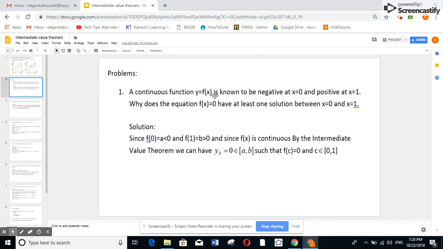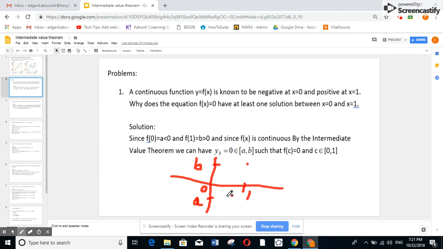You have a continuous function y equals f(x). It has a negative value at x equals 0 and a positive value at x equals 1. You want to prove that f(x) equals 0 has at least one solution between 0 and 1. Let us graph the picture first. f(0), we said, is negative. Let this negative value be a. Suppose this is a. And f(1) equals b, where b is positive. So this is 1, this is 0, and suppose b here is a positive number.